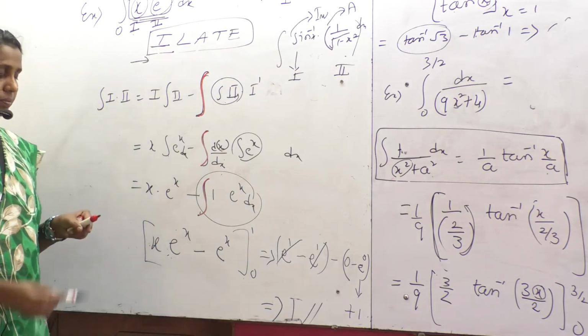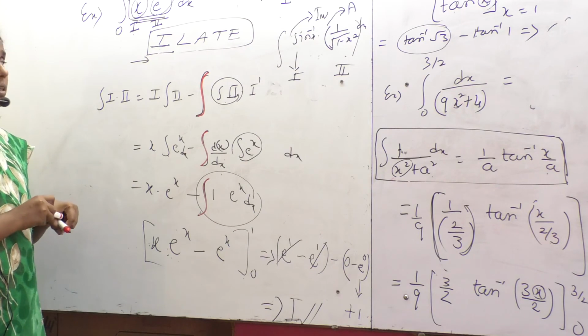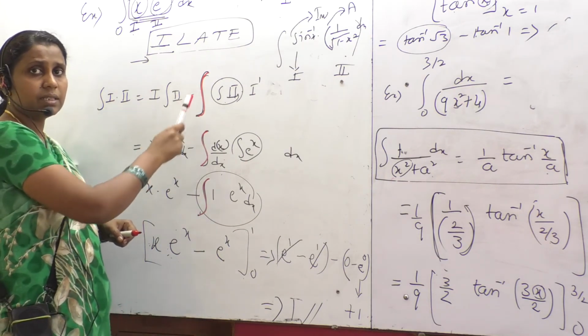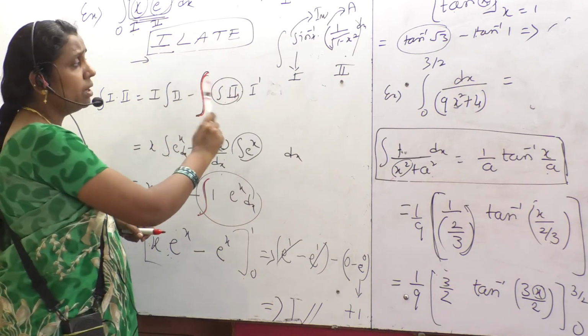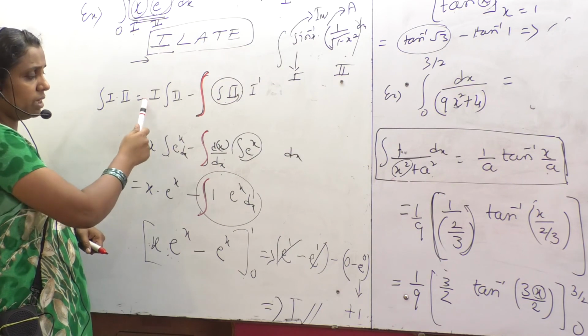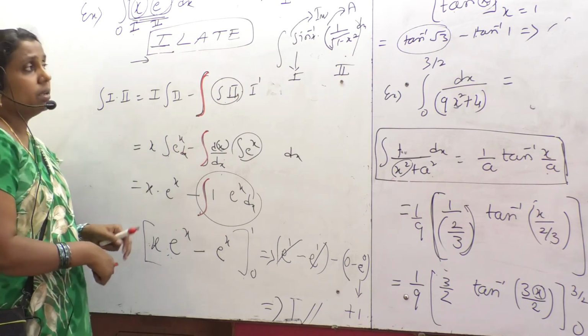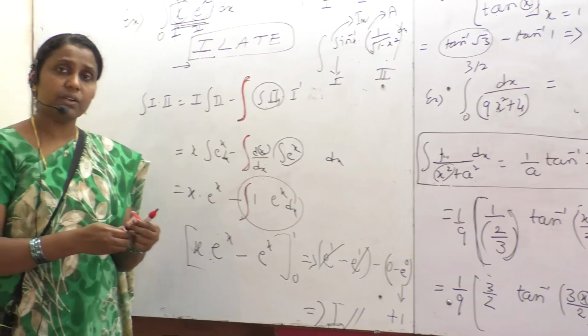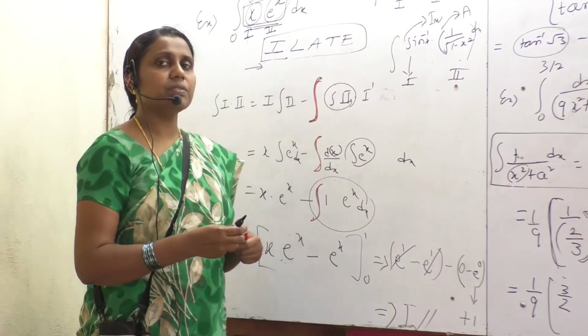Is this right? Got it, everybody? Integration of the first function as it is, integration of second, minus integration of second into derivative of first function. Accordingly, if you remember this formula, write it as it is, then you can get it solved, and then apply the limits and make it complete. Got it? I think this is sufficient for the first session.